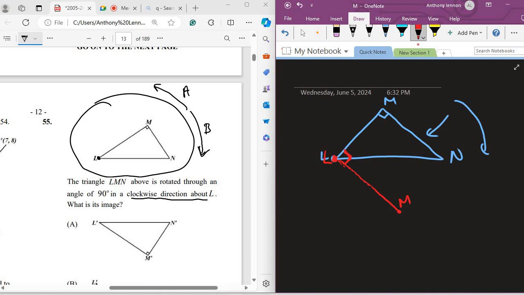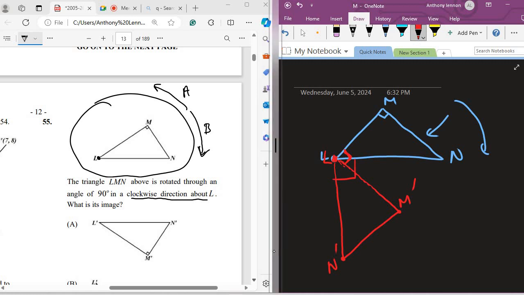And what about N? The line LN is going to go this way. Make sense? It's going to be 90 degrees to its original position, like that. So N is going to be right here. Right, and then we can just close it up like this. We call it M prime and N prime. So that will be the way the triangle will actually be.